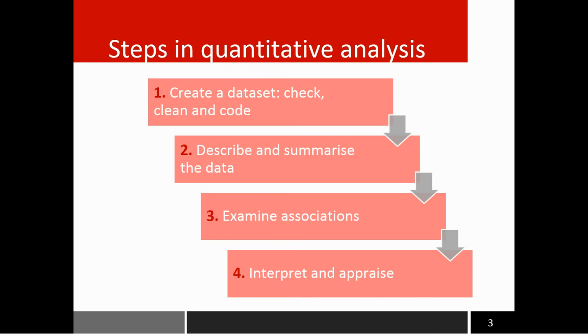The second step is to describe and summarise the data. We'll take you through this in lecture casts about descriptive statistics and presenting data graphically. The third step is to look at relationships or associations in your data. This step is covered in the Examining Associations lecture cast. The final step is to interpret your findings and to appraise the extent to which they answer the questions you set out to investigate in your evaluation.